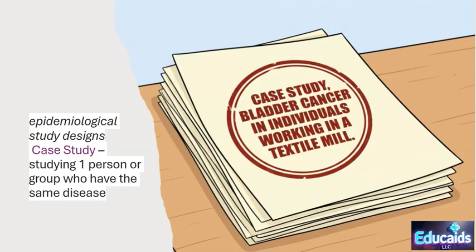We have case studies. This is more limited, so this can be just studying one person or maybe just studying a small group of people. So an example would be bladder cancer in individuals working in a textile mill, which working in a textile mill is a risk factor for bladder cancer. But that would just be one or a small group of people in a very specific environment or situation. So it would be like this group of people right here, and we're going to test them.